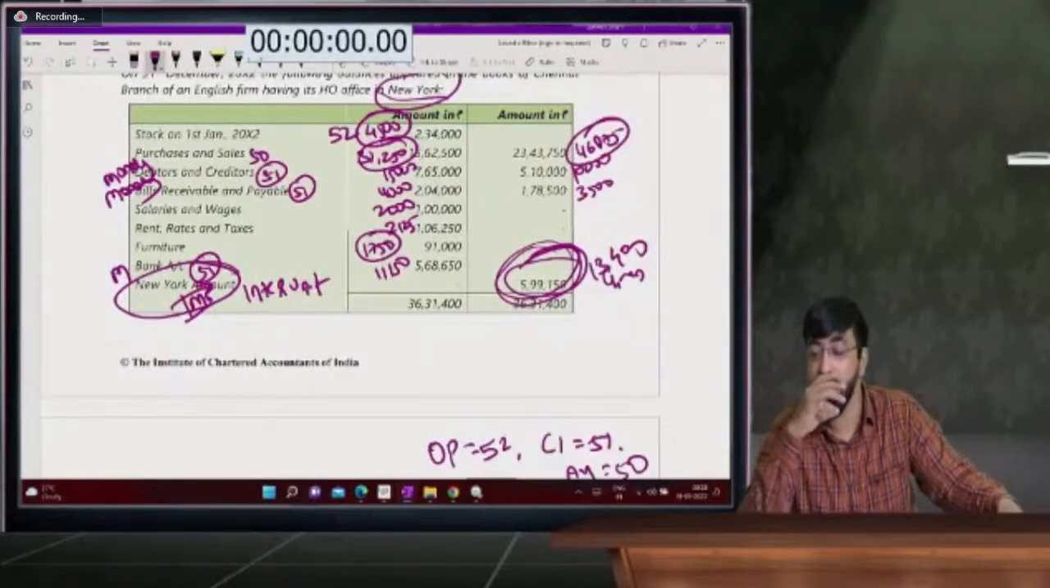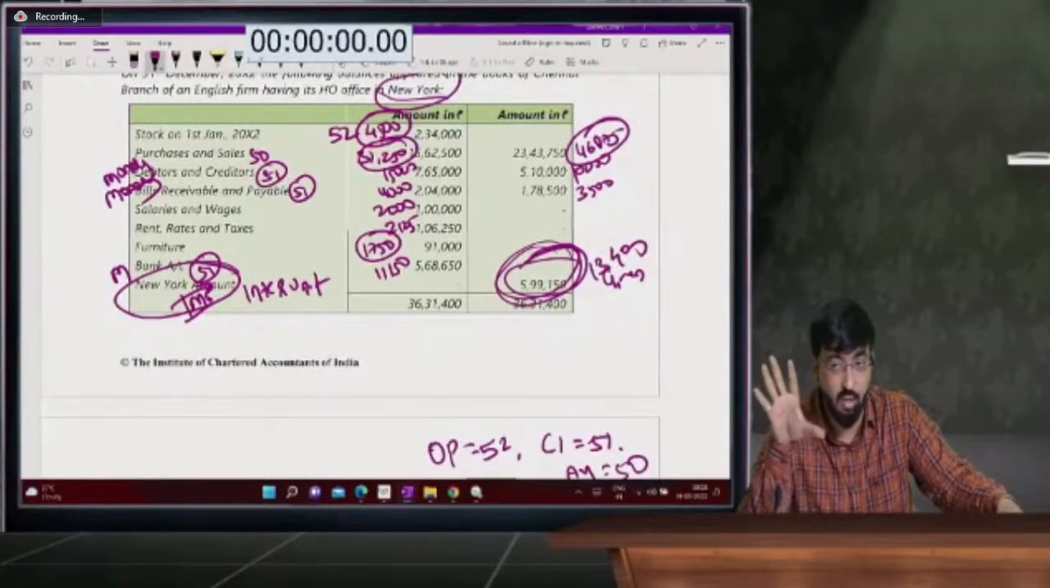So first thing in this chapter, financial statement. Now branch accounting, I'm not taking a revision of branch accounting, so I left this part.